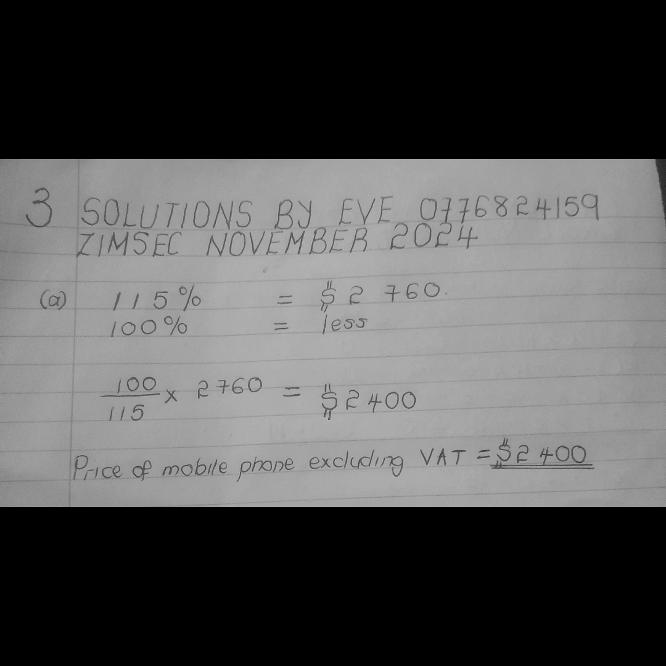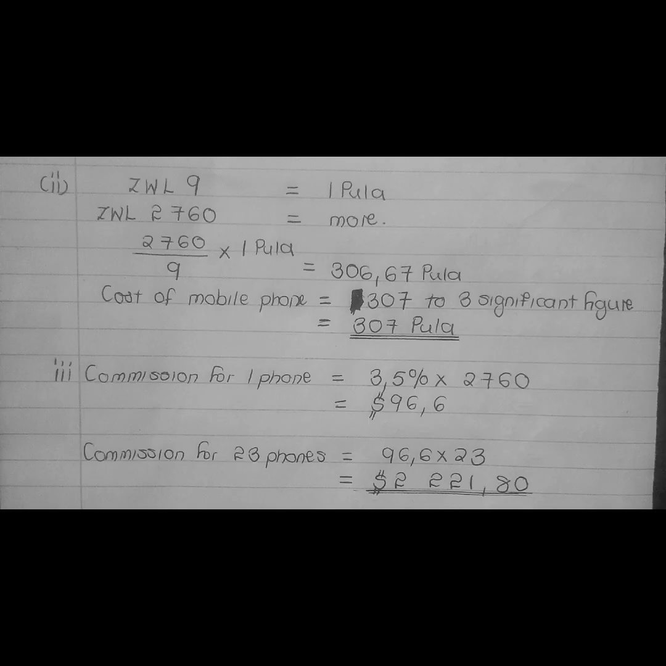is 2,400. And then number 2, there was a question on exchange rate. It is saying the exchange rate of Zimbabwean dollars to Botswana pula on a certain day was ZWL 9 to 1 pula. Find the cost of the mobile phone in pula. So here again we need to apply proportion. We are saying ZWL 9 is equivalent to 1 pula. What about ZWL 2,760?